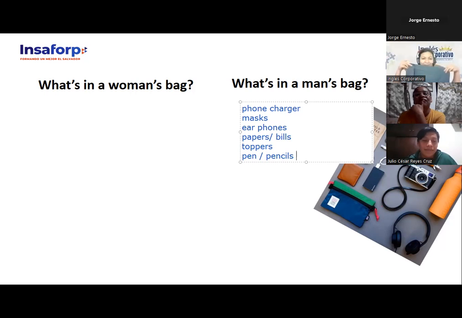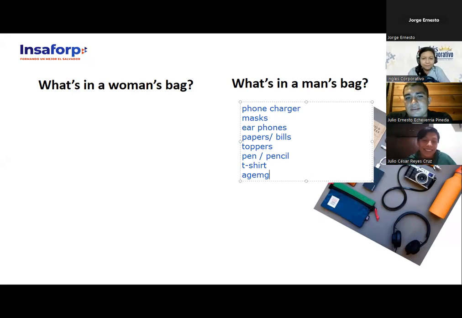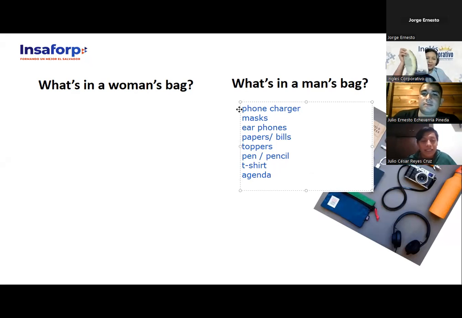Look. He has an extra t-shirt. And he also has an agenda. Look, he has an agenda. Glasses. No, he doesn't have glasses. But I usually bring sunglasses with me because I like to protect my eyes from the sun. Yeah, I think just that. And the toppers with the food, but I took them out because I washed them.